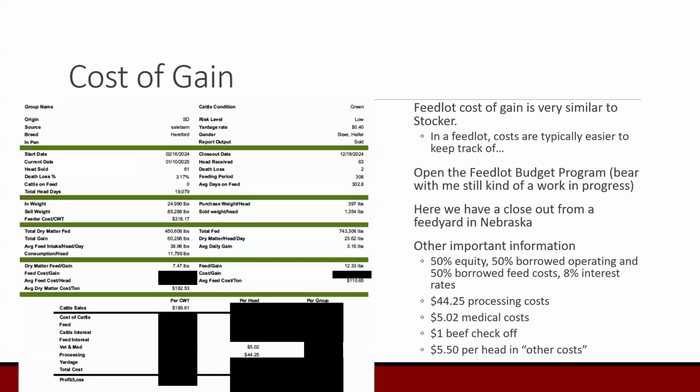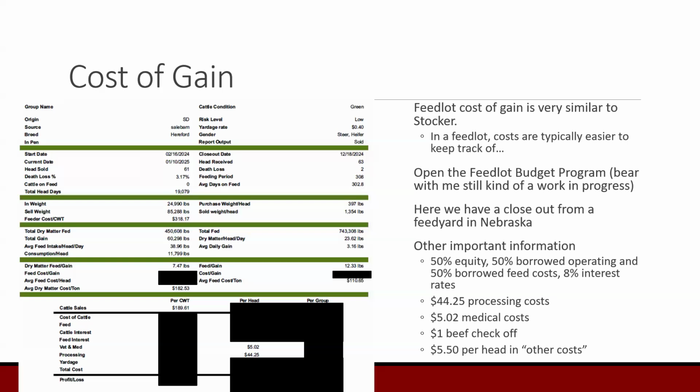Bottom, February 16th, 2024. We sold 61 head. We bought 63, somewhere it says that. So we had a 3.17% death loss. This is total sell weight. This is the price that feeder animal cost in dollars per hundredweight. So we bought them at 397 pounds for $318.17 per hundredweight. We sold them at 1,354 pounds. Okay, you guys are following along?